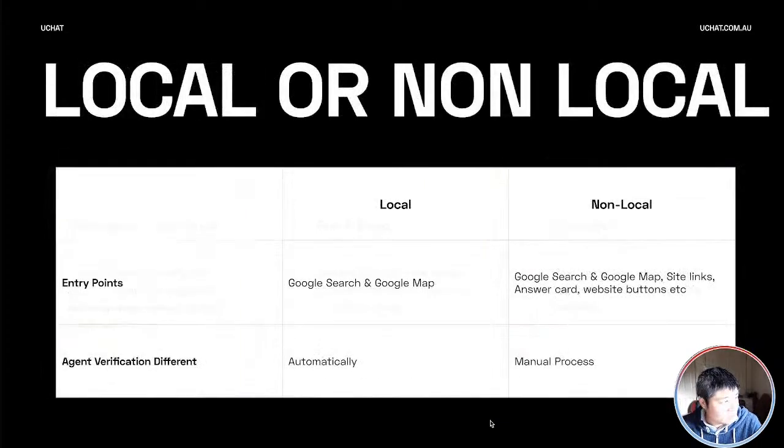So now let's get back to local or non-local. I think I already covered this. The difference is that these two types of business have different entry points. They all have Google search and Google Maps, which I think covers a lot of the requirements for this business. But non-local does have extra entry points, and we do not control which entry point your business gets, because that is up to Google.